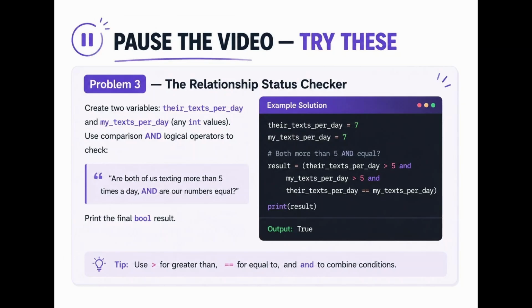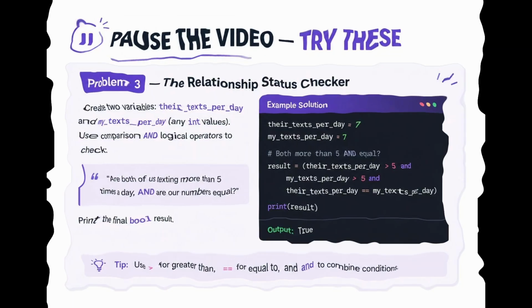Third problem, the relationship status checker. It says create two variables, their text per day and my text per day, any int values. Use comparison and logical operators to check. Then print the final bool. This is a bit of a fun one. You should try this on your own. If you're not able to do it, you can check the answer. It's over here. And you can give me an answer in the comment section and I'll check it out.